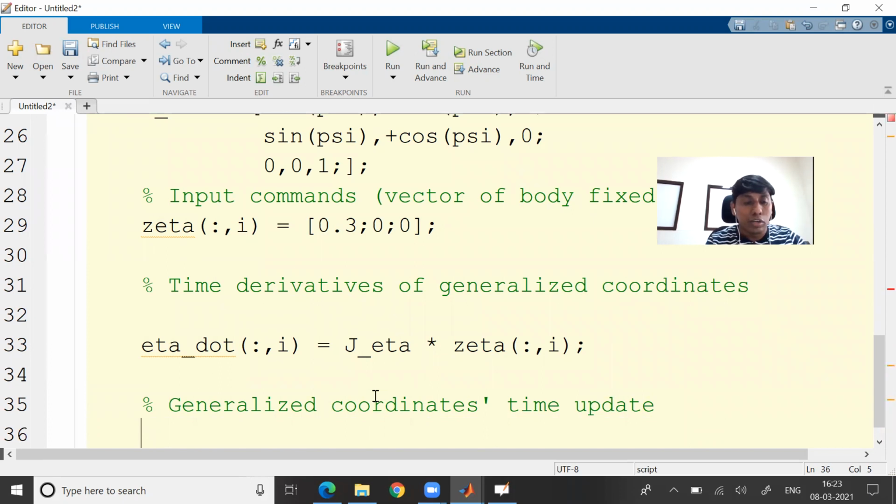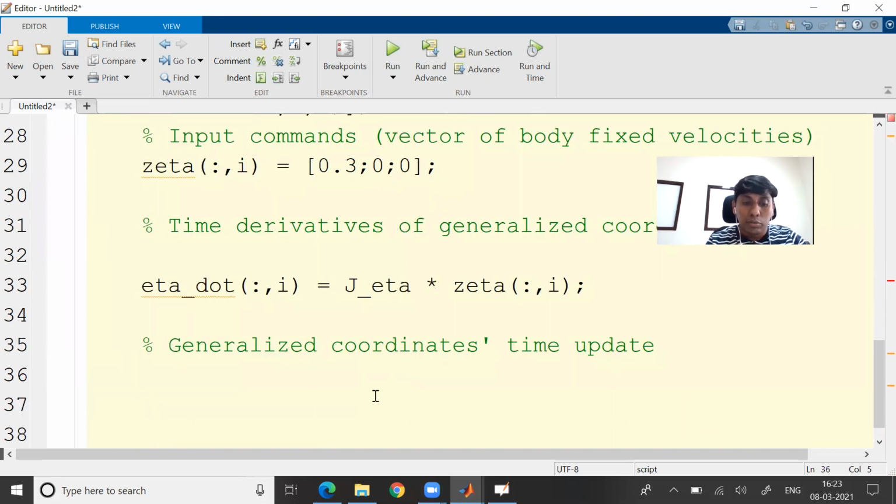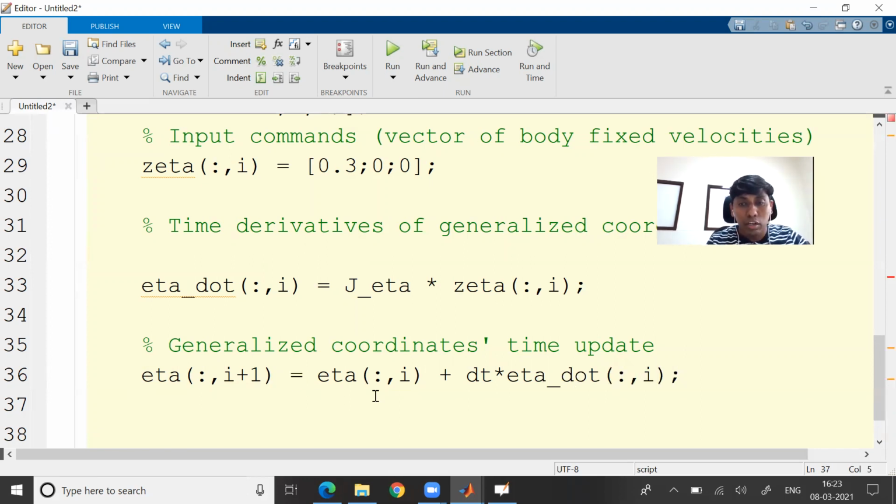So it happens based on the Euler integration method. So it would be eta time integration: eta of i plus 1 is written as eta of i plus dt times eta dot of i. Then this x of i is my position, which is eta of 1 comma i already.